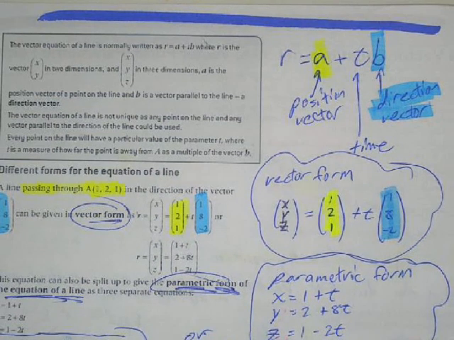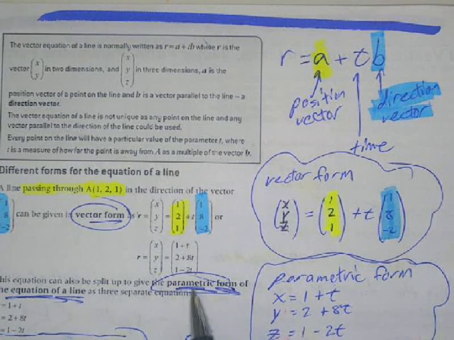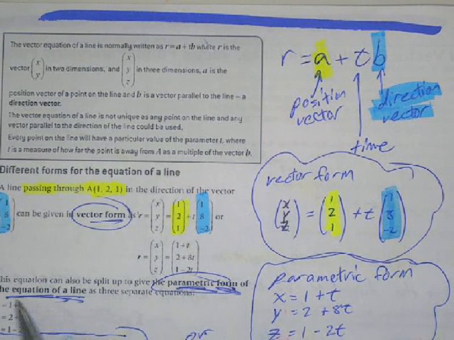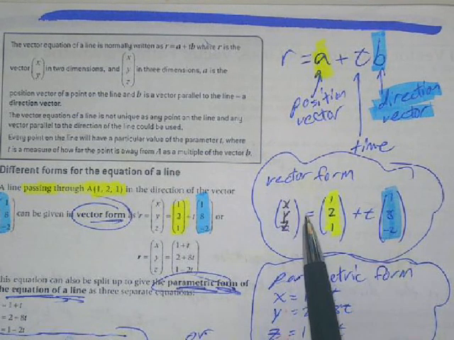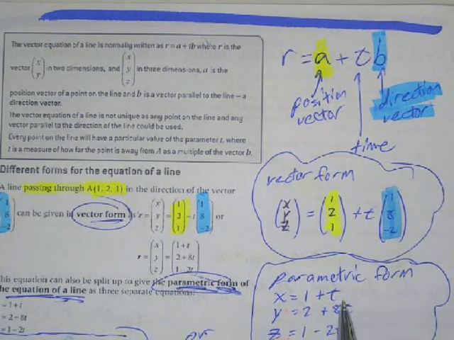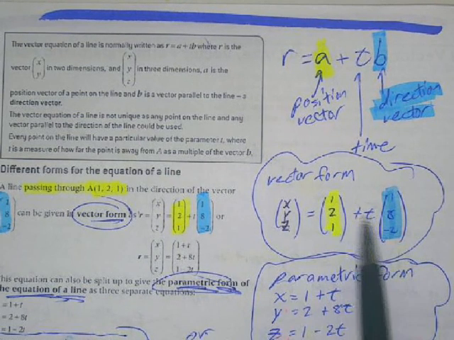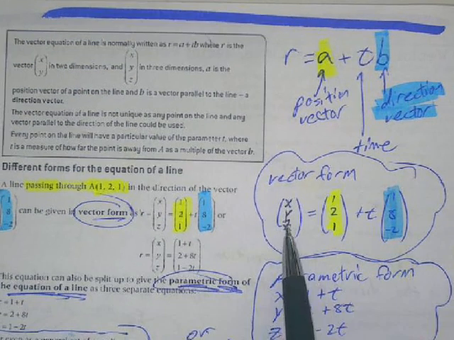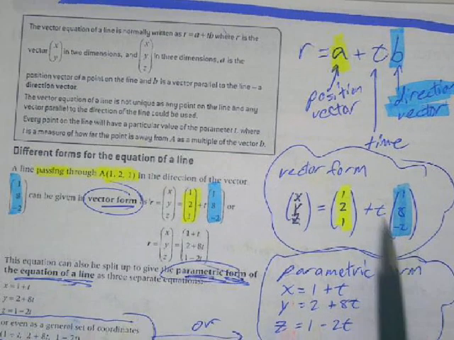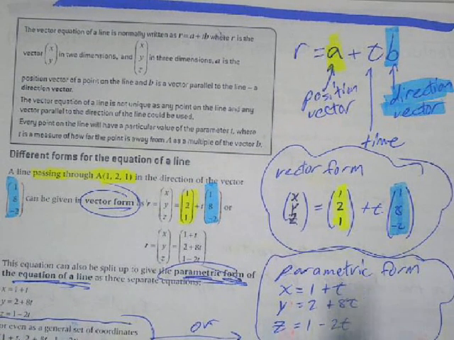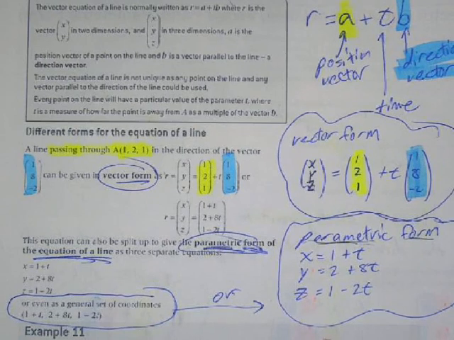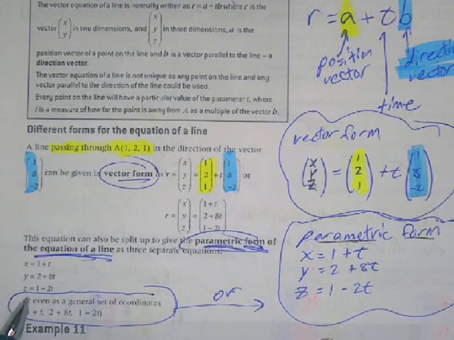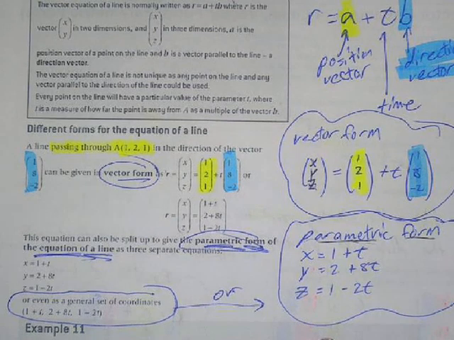Now, if I want to write this in parametric form, it means I just take each row and write them separately. So this top row is x equals 1 plus t times 1. The middle row is y equals 2 plus 8 times t. The bottom row is z equals 1 minus 2t. So parametric form is kind of the same as vector form, but I'm just writing each row separately. This is just the same thing as here, but I wrote it larger so that it's in my notes and I can see it better.